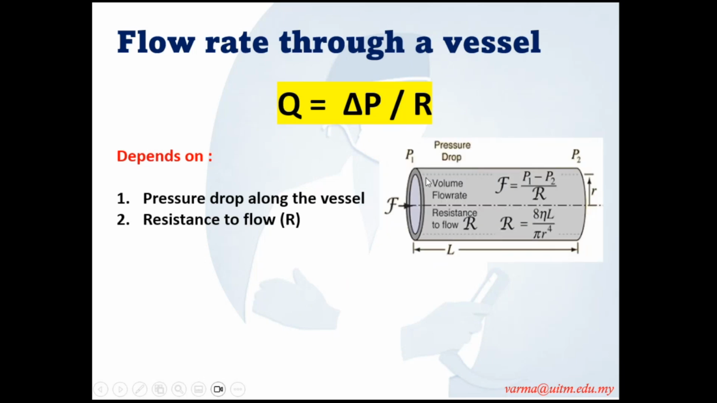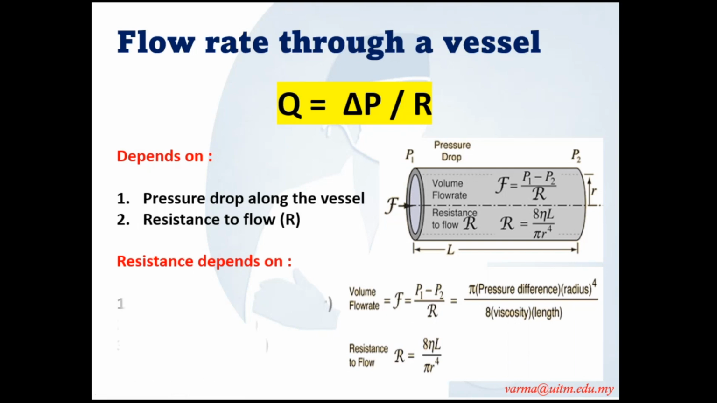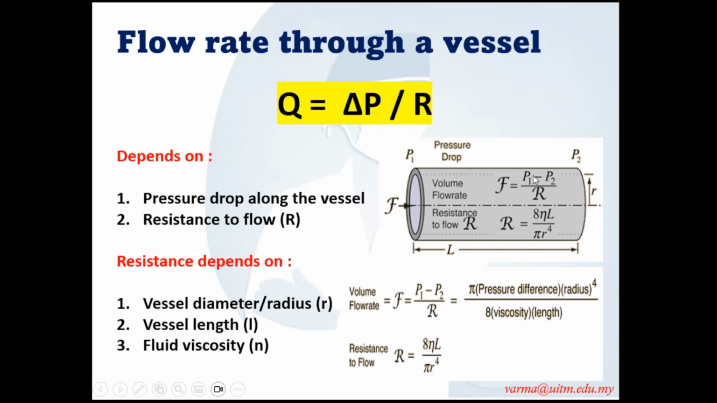Okay, so you see this cylinder represents our vessel. The volume flow rate is equivalent to the pressure gradient, P1 minus P2, the pressure here minus the pressure here, divided by resistance. The pressure drop is direct, but what determines the resistance? The resistance depends on the vessel diameter. The bigger the diameter of the vessel, the resistance will come down. The resistance formula is equal to 8ηL divided by πr⁴, where r is the radius.